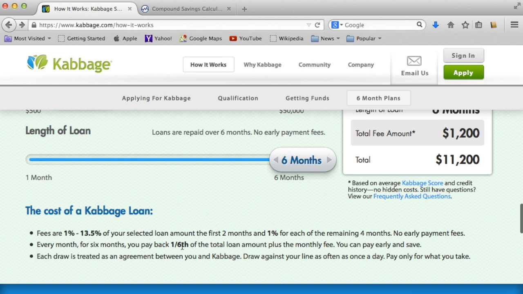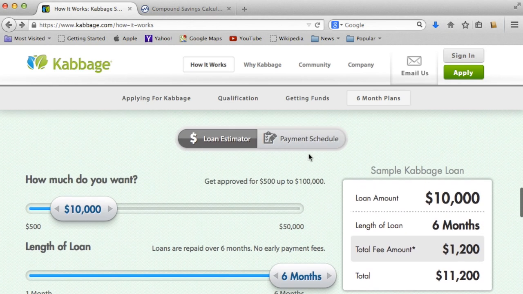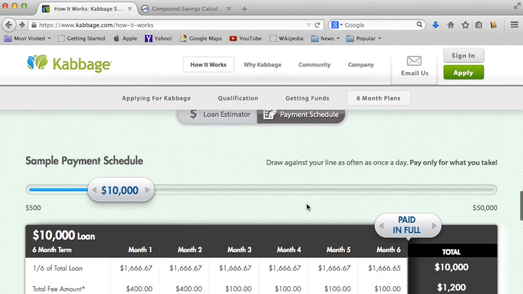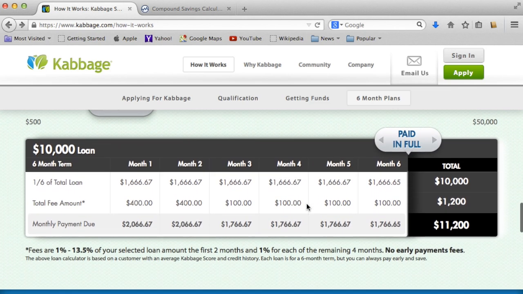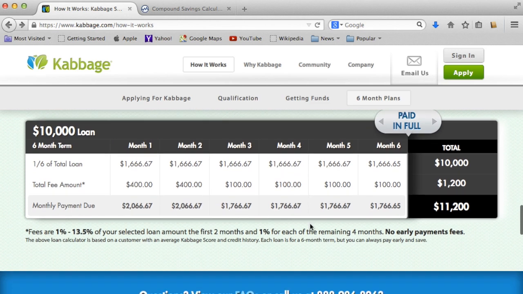Okay, so in a few seconds, a graph will show up on your screen here, which will give you an example of the loan and fee repayment schedule over a 6-month period. So it breaks down, in this hypothetical situation, a $10,000 loan, and it breaks down your monthly fees as well as the actual loan amount you would repay. So for the first 2 months, in this hypothetical situation, the person would pay $400 a month in fees along with 1/6 of the loan.